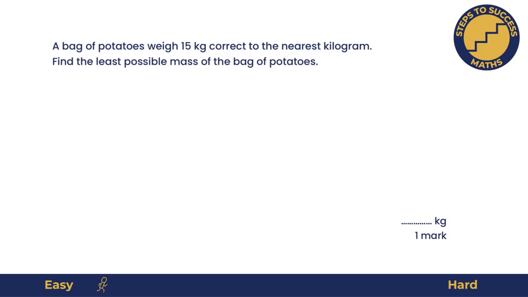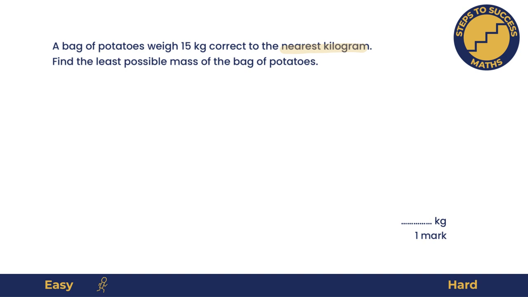A bag of potatoes weigh 15 kilograms, correct to the nearest kilogram. Find the least possible mass of the bag of potatoes. Okay, so you've got to imagine that you weighed these potatoes and then you were told to round your answer to the nearest kilogram. So you've got to work out what the smallest number you could get is that would round to 15.